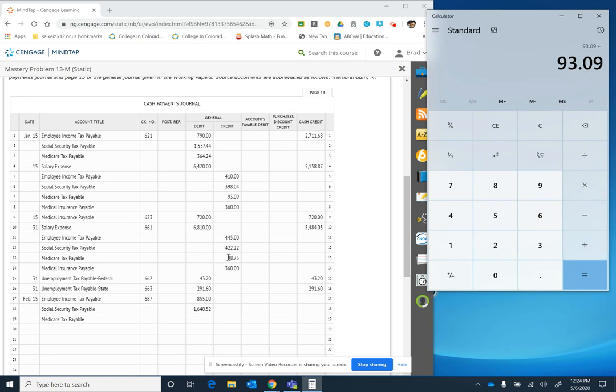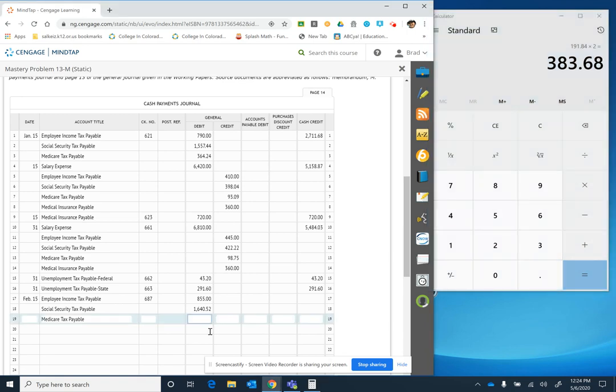Plus this one here. The second part of the month was $98.75. And that equals 191.84. That covers our employees. I'm going to multiply times 2, so it includes our employees and employer. So 383.68 is going to be our Medicare tax payable.